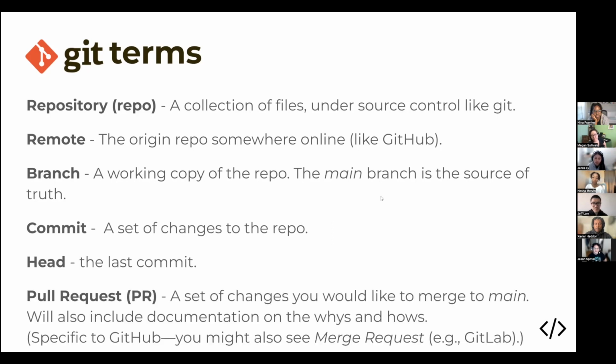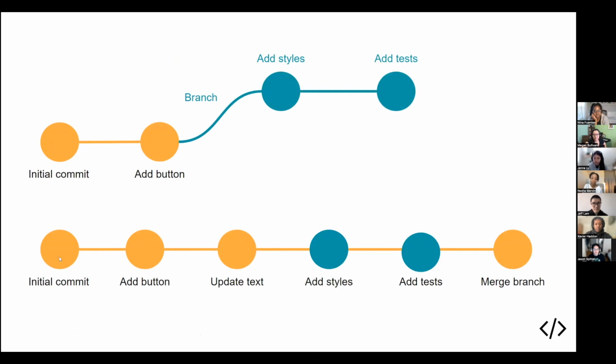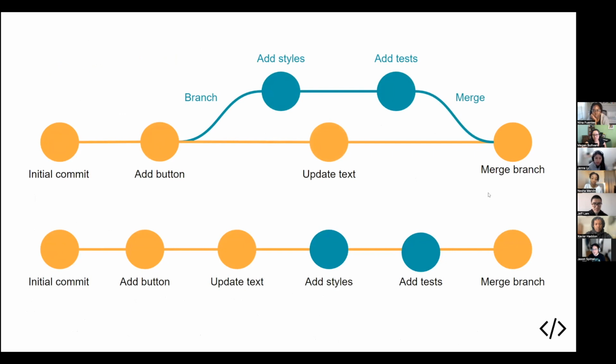A pull request is a set of changes you'd like to merge into main. It will also include documentation and the whys and hows. Again, Xavier's job. This is a graphical illustration of how merging happens. So this is main, you create a branch and you work on it. Meanwhile, somebody has done work on main, and you're doing your stuff while someone else is working on main. And eventually you merge, you're going to merge these together.